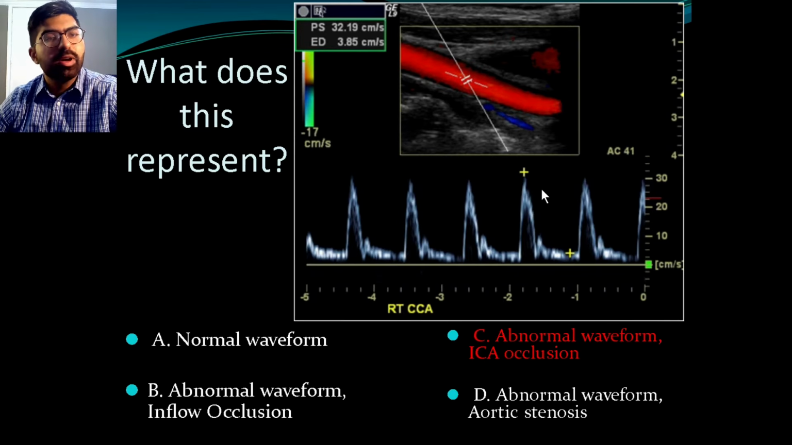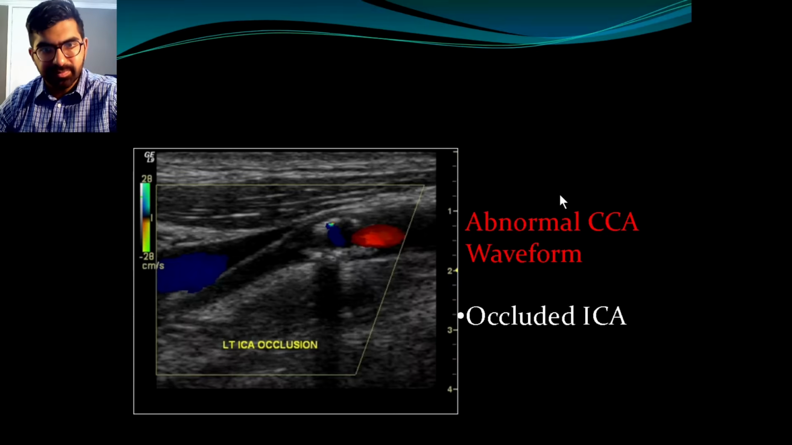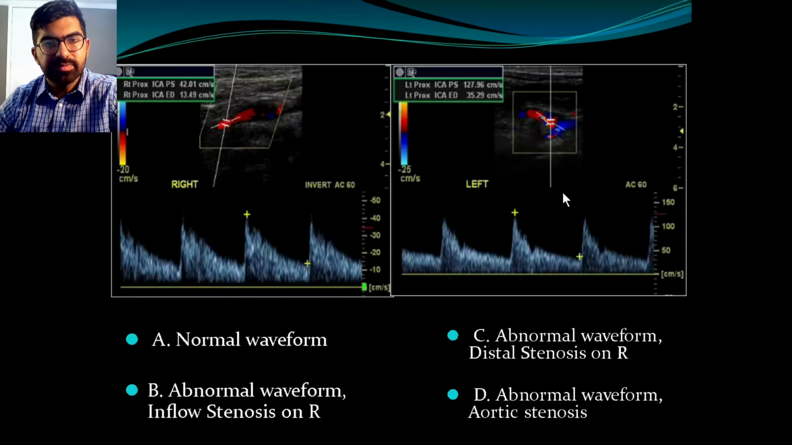And this really resembles what? Yeah, the waveform of the external carotid artery. And so this is only possible as the ICA is occluded and the common carotid artery essentially represents the waveform in the open external carotid artery. And of course, as we look further on, that's exactly what you see. You see that ICA is totally occluded with an abnormal common carotid artery waveform.